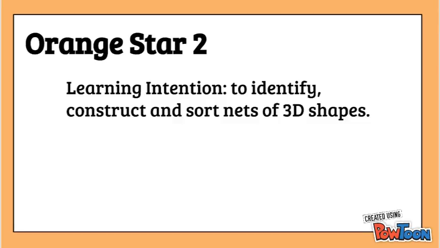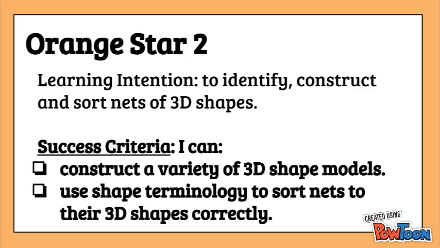Welcome to Orange Star 2. The learning intention for Orange Star 2 is to identify, construct and sort nets of 3D shapes. Your success criteria for this star are: I can construct a variety of 3D shape models, and I can use shape terminology to sort nets to their 3D shapes correctly.